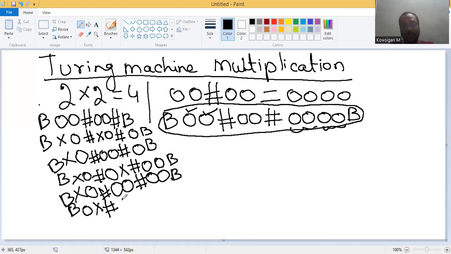So keep it as it is and move to the right hand side. Now this 0 will be replaced as x. The meaning is this 0 is to be copied here. Okay, so follow the same procedure. Then until you are reaching the blank, move to the right hand side. Now you are seeing the blank here. Now this blank will be replaced as 0 and we are going to the left hand side. Okay, so you have to move to the left hand side until you are reaching the x.